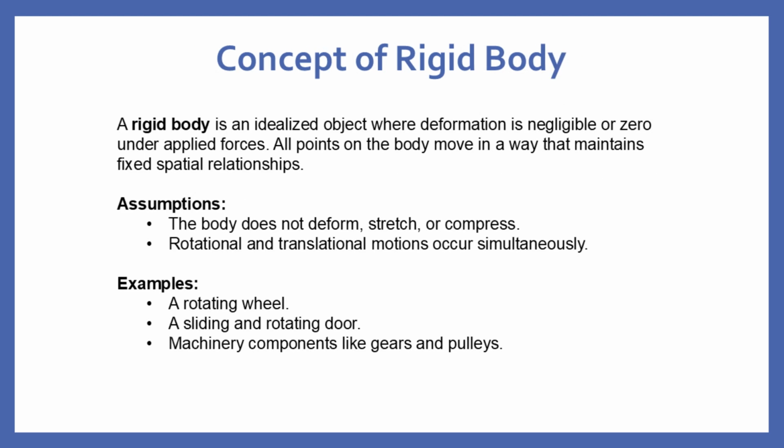Now let's delve into what exactly we mean by a rigid body. In engineering, we treat rigid bodies as idealized objects where deformation is practically non-existent under applied forces. Imagine a steel beam. While in reality it might bend slightly under load, we often analyze it as a perfectly rigid body to simplify our calculations. The key assumptions we make are that the body doesn't deform, stretch, or compress, and both rotational and translational motions can occur simultaneously. Common examples include rotating wheels, sliding doors, and mechanical components like gears and pulleys.